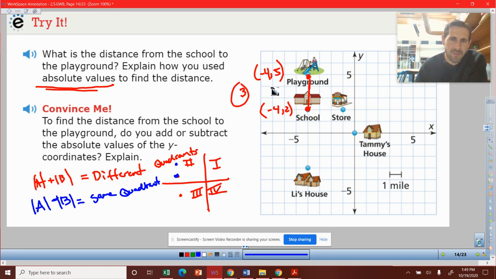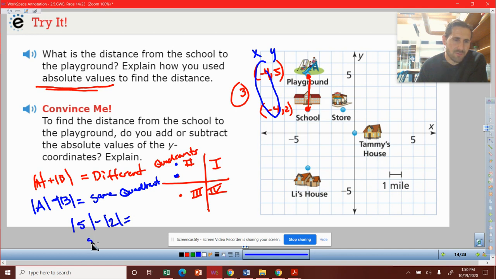So in this case, you could see that the x coordinates are the same. They're both -4. So we're comparing the y coordinates. So we're going to write a new equation. Kind of running out of space here, but we'll have absolute value. We want to use the larger of the quantities, so we'll put 5 first, minus the absolute value of the smaller of the quantities. So that'd be 2.